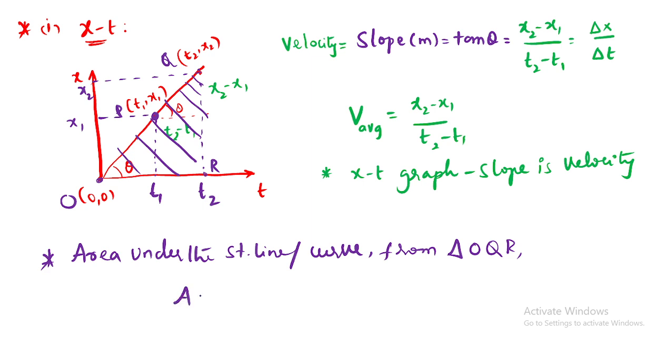What is the area, buddy? Area is equal to half into height, which is X2 here. Yes or no? Base is how much here? T2. Product of distance into time. Is there any physical quantity it indicates? None. It will not show any physical quantity. Clear? No doubt. It does not indicate any physical quantity.